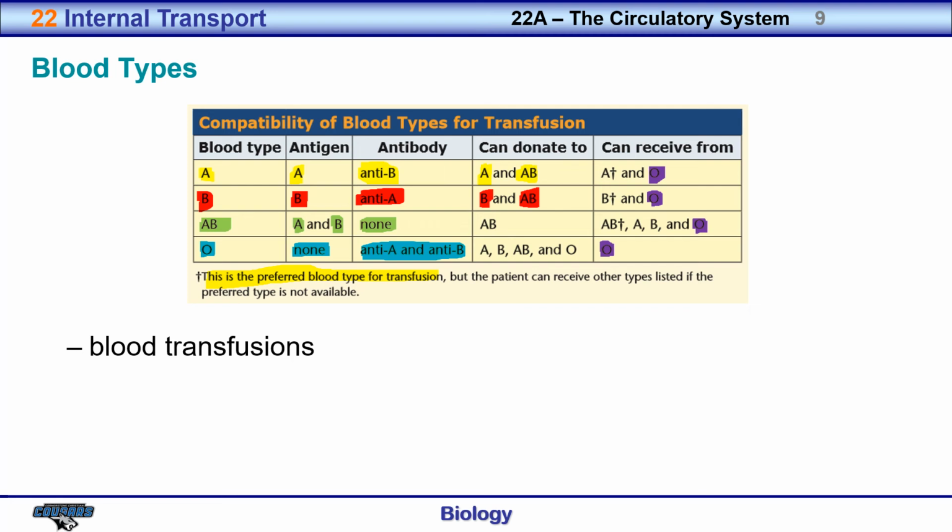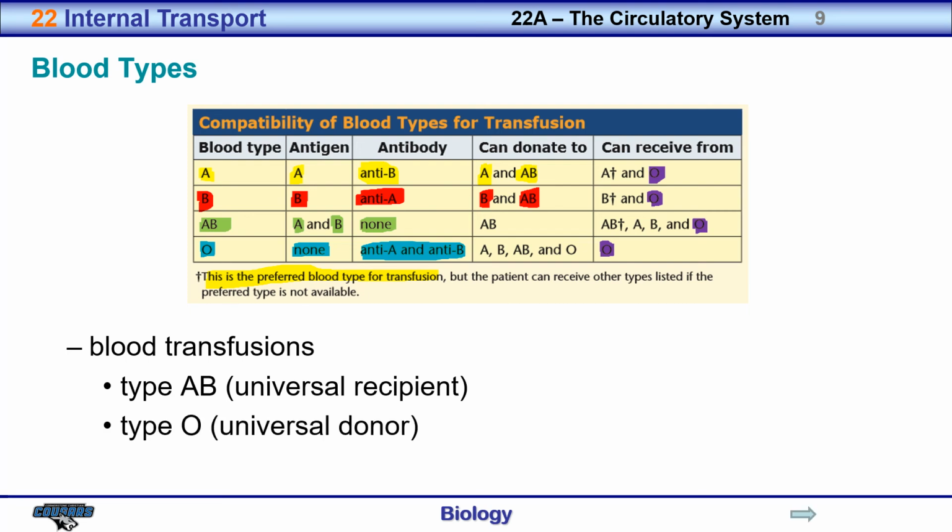So these blood transfusions are very important. Just to review again, if you have type AB blood, you are a universal recipient. You can receive any type of blood. If you have type O blood, you can donate it to anybody else. And so type O in the US anyway is pretty common. People with type O blood are needed in larger numbers because they can give that blood to almost anybody.